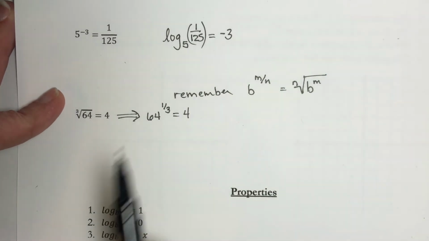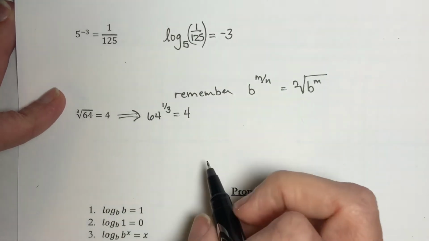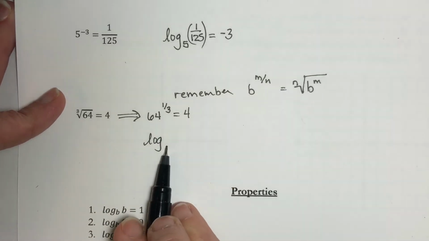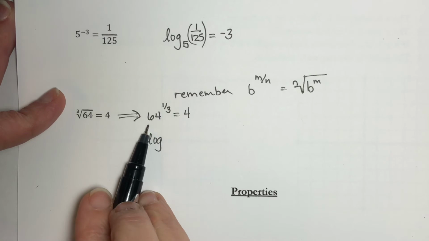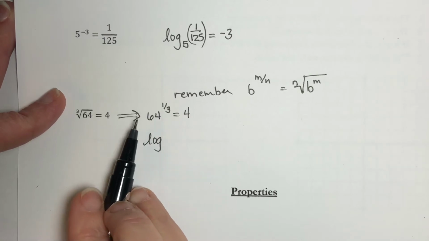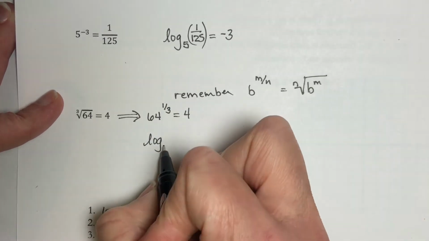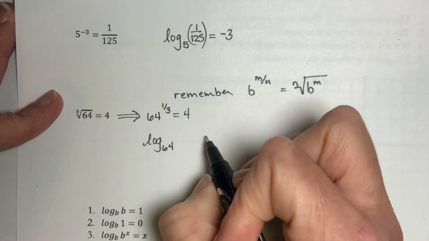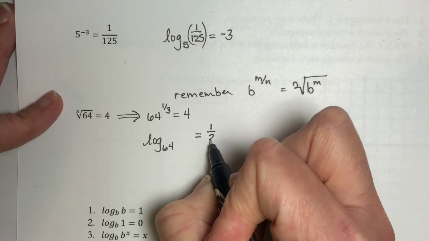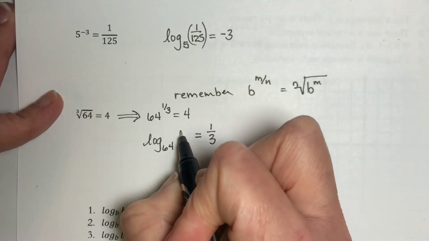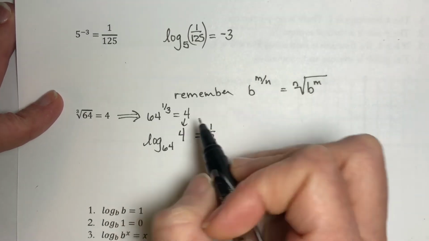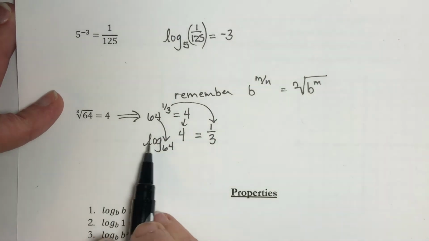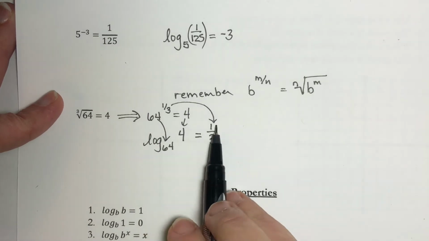And now that I have an exponent here, now I will go to logarithmic form. This is going to be log base something, and that base is the thing that is at the bottom of the part that has the exponent. So this is going to be log base 64, and the number that comes up here was on the other side of the equal sign, and so this is right here. Okay, log base 64 of 4 is 1/3.